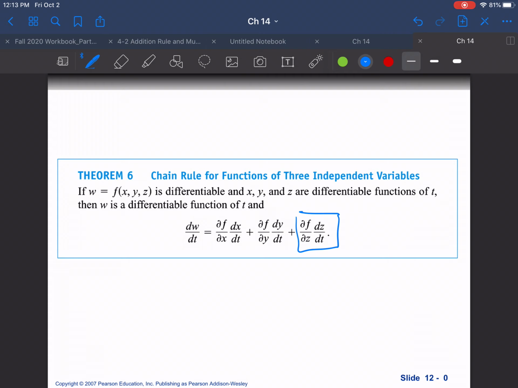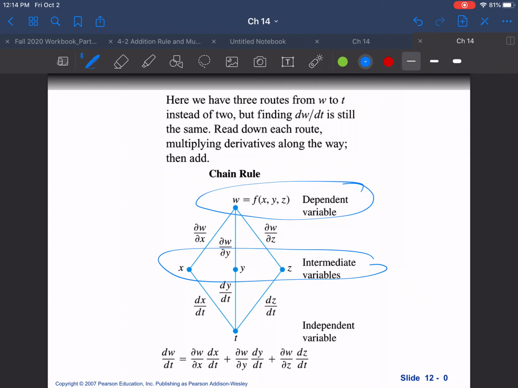Here is a tree for that. You just add on an extra path, an extra branch, I guess, for this. And you can see you go from the dependent variable through what are called these intermediate variables, where they are each functions of t. So they're the intermediates, and then your actual independent variable there, t. Okay, so you just go through them like that and do all 3 paths, add them up.